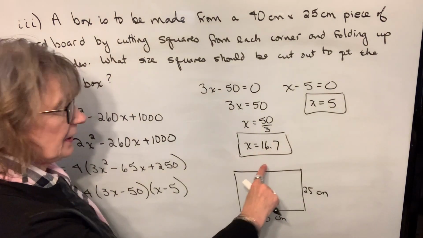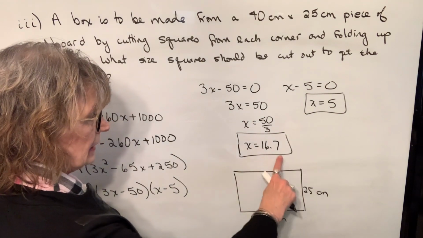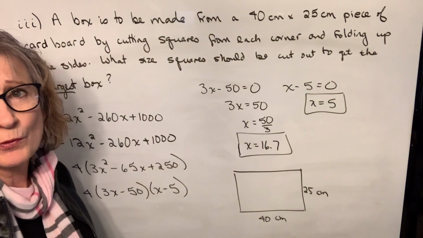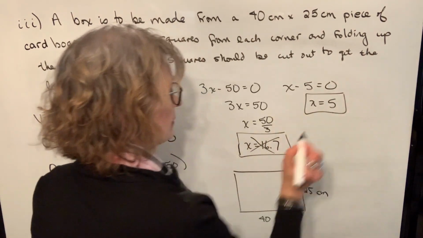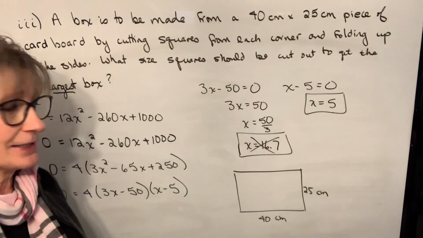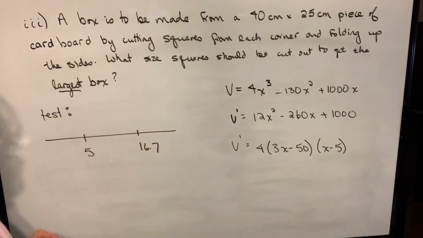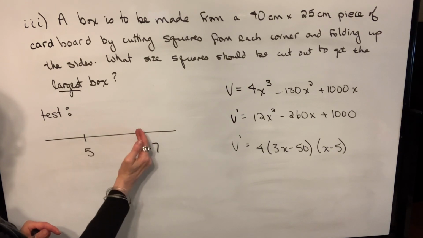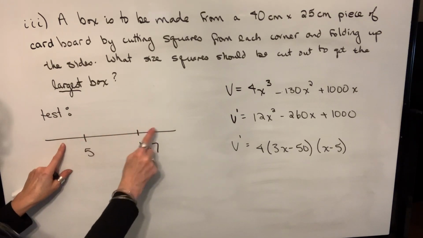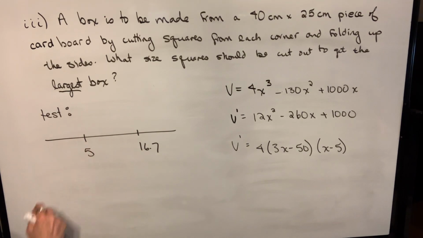However, if I think about the problem, I can't take a corner of 16.7 out. It's just too large. I won't have a box left. So I'm going to discard that solution, and this is my solution. That's the value I want to test. In order to test this, I have to be aware of the 3 intervals. Even though I'm not going to consider this as a solution, I need it there because I've got the 3 intervals. So I'm going to test the first derivative in each of these intervals.